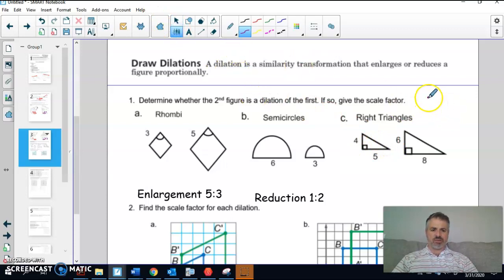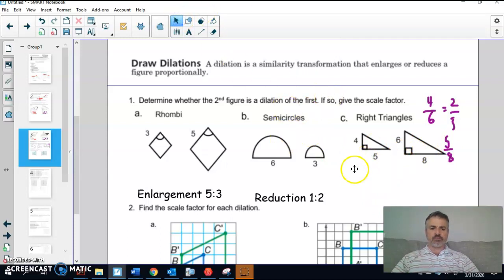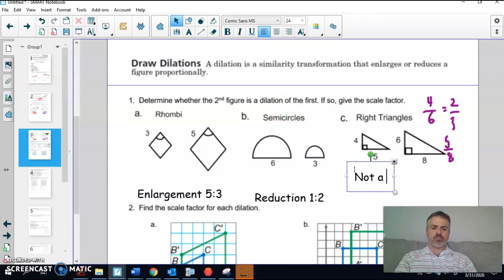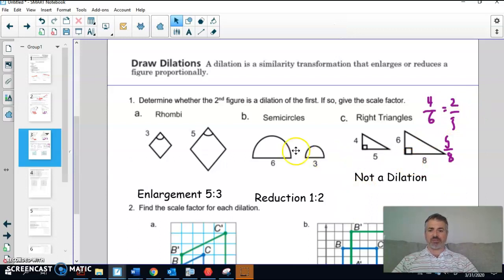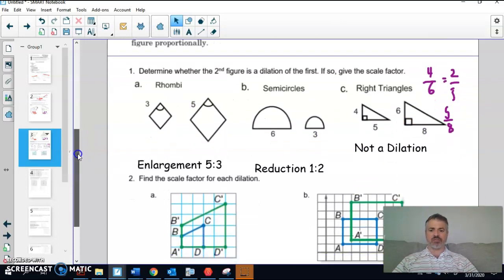I'm going to make sure these are similar figures here. So this is me checking to make sure that the ratio is the same. So that goes down to 2 to 3. And then I go 5 to 8. Well, that does not reduce down to 2 to 3. So because of that, this is not a dilation at all. Simply because these ratios are not the same, which means they're not similar figures. And I know that dilations have to make similar figures.